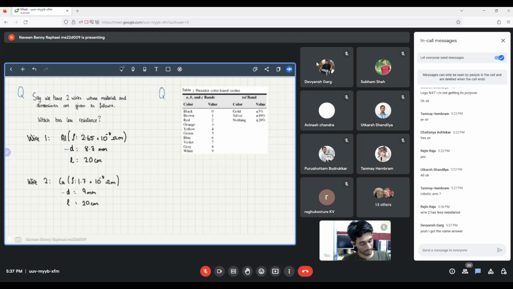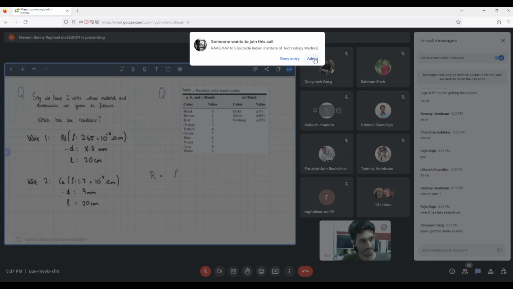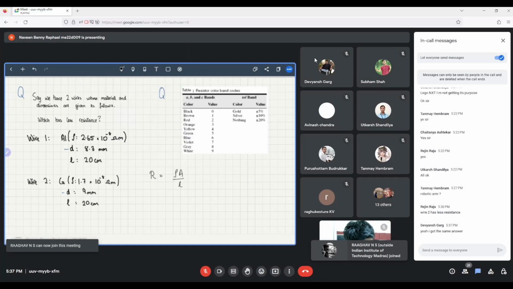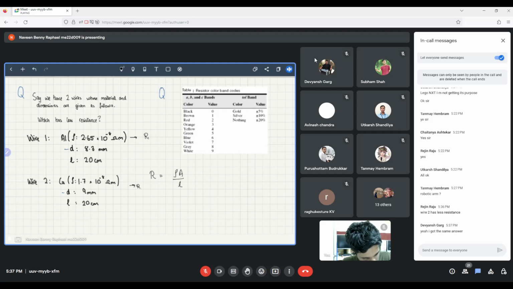Okay, so I'll start solving. The formula we all know is resistance is equal to rho A by L. I will be a little lazy and let's call this R1 and this R2. So we have R1 is equal to rho 1 A1 by L1, R2 is equal to rho 2 A2 by L2. Since the lengths are the same, okay, I'll write it. So for the resistance of the first wire, we get 2.65 into 10 power minus 8 into the cross sectional area of the wire. The cross sectional area of the wire will be pi.